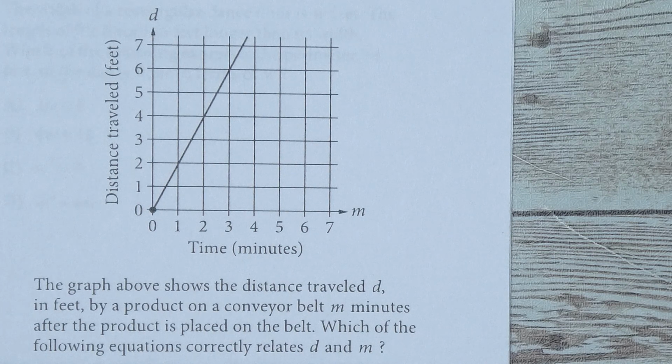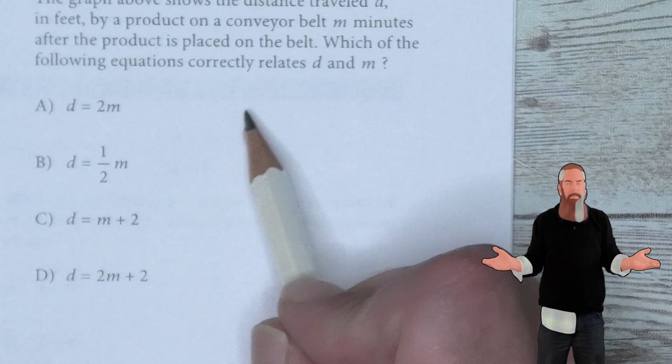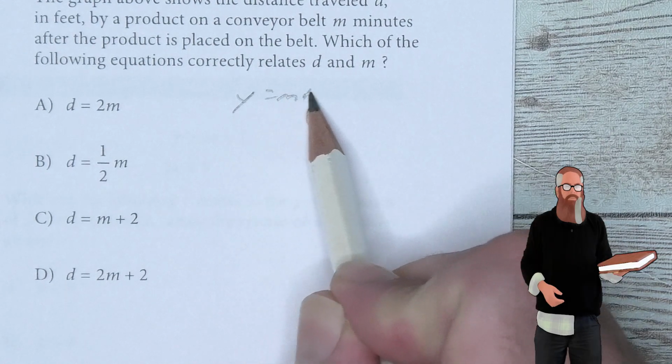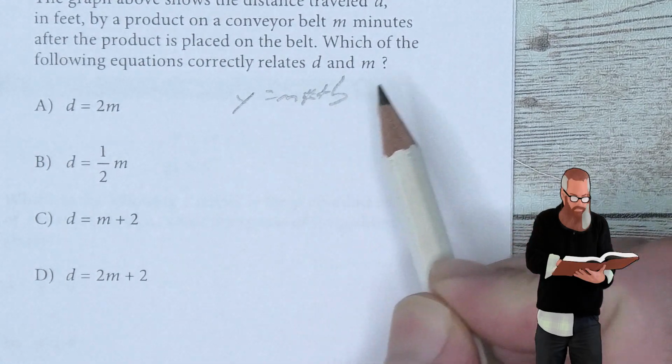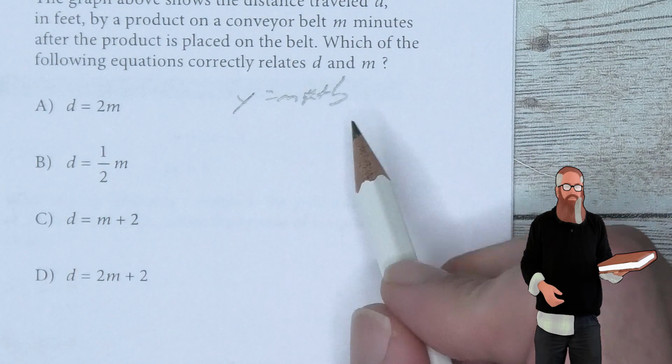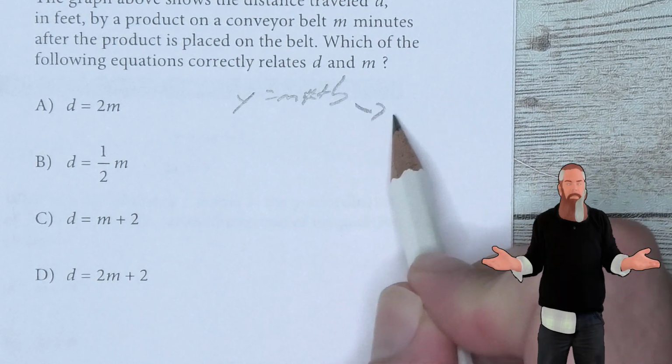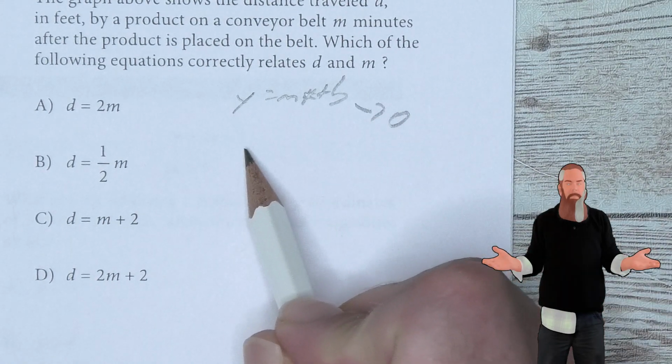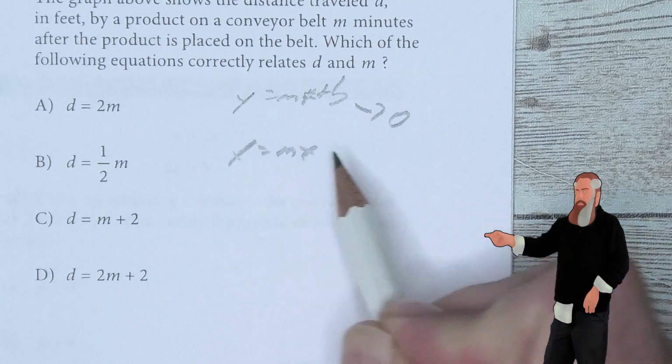The graph above shows the distance traveled D in feet by a product on a conveyor belt m minutes after the product is placed on the belt. Which of the following equations correctly relates D and m? So we're going to take a look at a y is equal to mx plus b form. Now that graph starts at 0, 0, which means that b is 0.